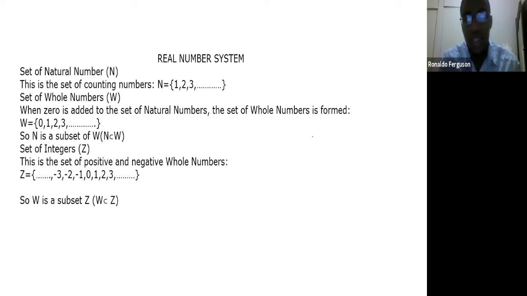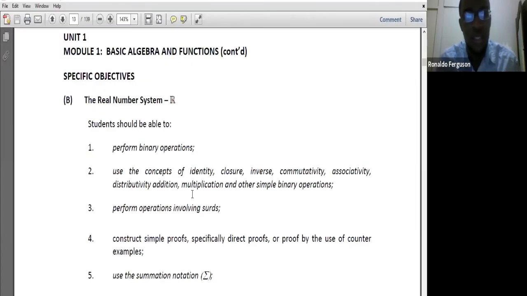And so before we can get into binary operation, we have to get into the real number system. So the real number system falls under module 1 of unit 1. So this is module 1 that we're going to be looking at. I'm just going to show you right here. This is the CAPE syllabus, the real number system. And under the real number system, you're going to have to learn to be able to perform binary operations and use concepts of identity, closure, inverse, commutativity, associativity, distributive addition, multiplication, and other simple binary operations.